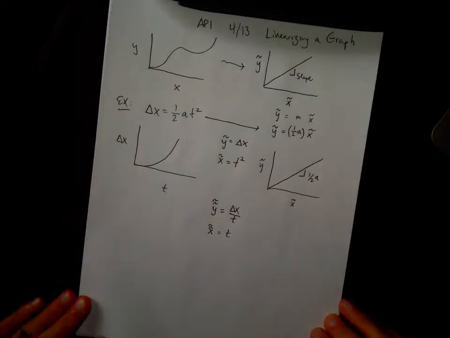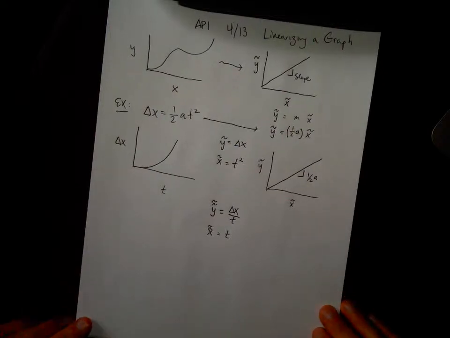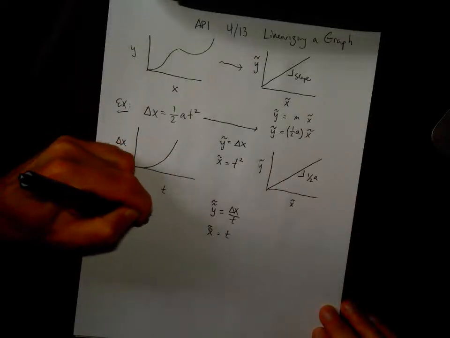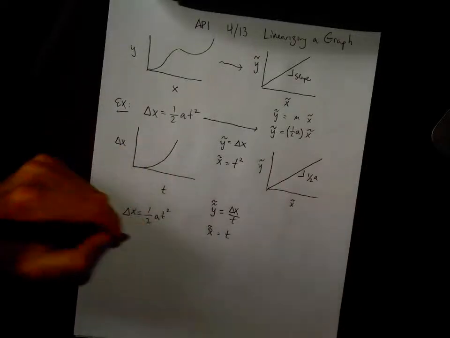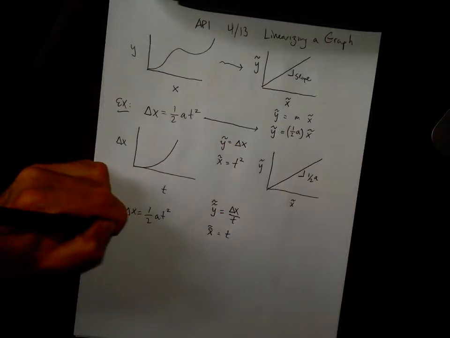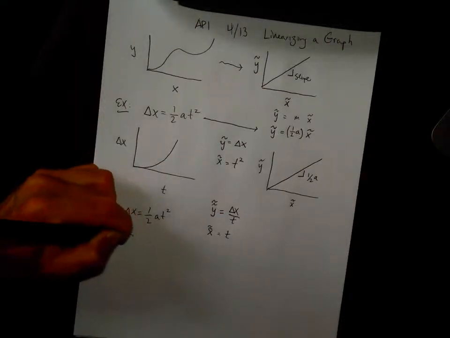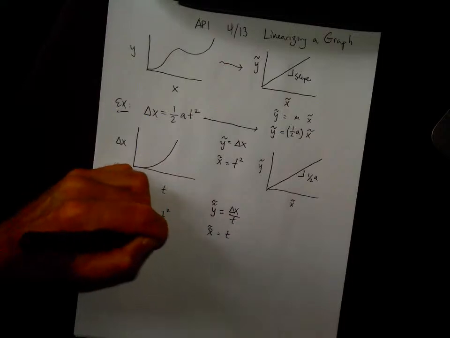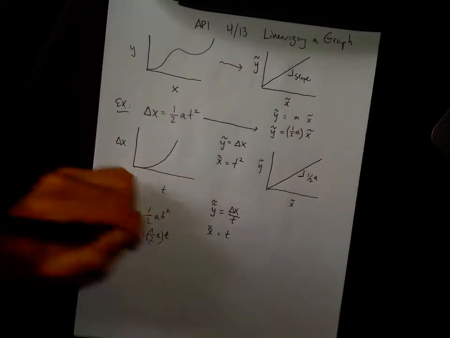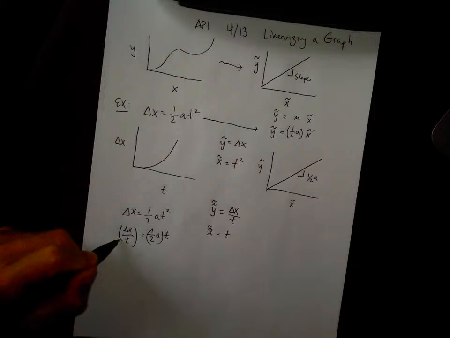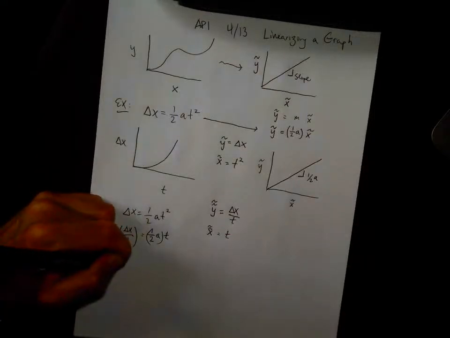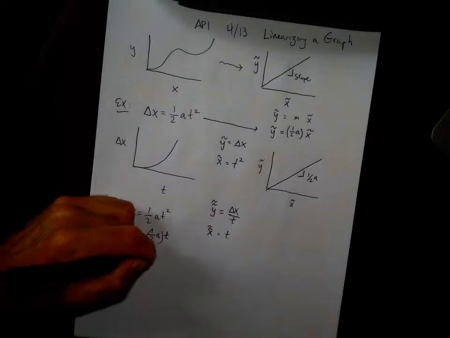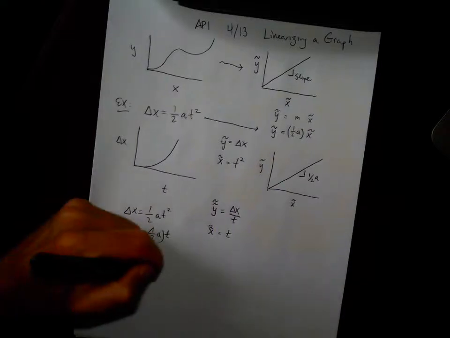Okay? What if I did that? Well, if I took my equation Δx = 1/2 at², and what if I divided both sides by t? Then I would have Δx/t = 1/2 a t. So notice how this is y squiggle, and then equals 1/2 a, and then t is just x squiggle.